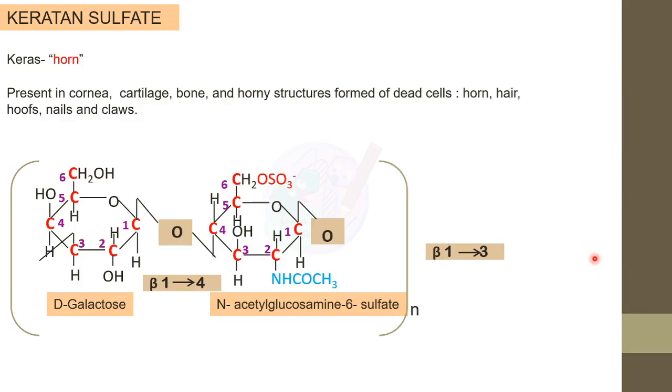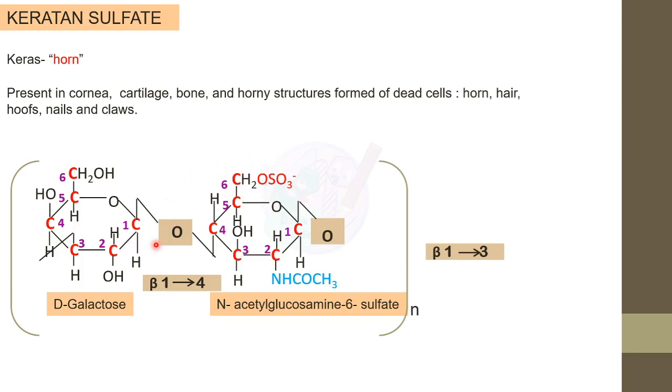Next one is keratan sulfate. The word kera means horn. This is present in the cornea, cartilage, bone, and horny structures such as dead cells, horn, hair, hooves, nails, and claws. Here, instead of uronic acid, we have D-galactose. There is no uronic acid in keratan sulfate, unlike chondroitin sulfate, dermatan sulfate, and hyaluronic acid. And the second sugar is N-acetyl glucosamine 6 sulfate. Here the amine is acetylated, and at the 6th position we have sulfate.